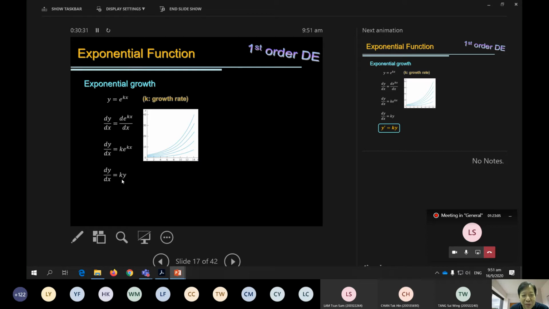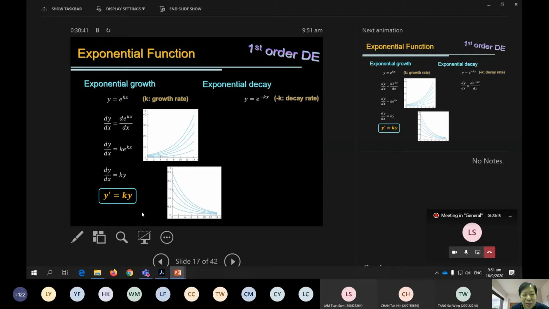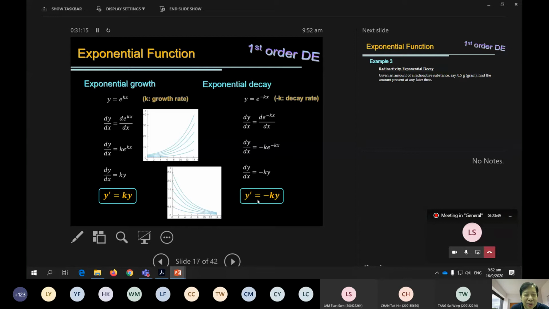When we have the growth rate, we have ky instead of just y. So y dash equals ky, y double dash equals k times ky, that means k square y. This is the differential equation for exponential growth. For exponential decay, the difference between growth and decay is the negative sign of the constant on the index. So the decay value is minus kx, and you end up more or less the same, with y dash equal to minus ky.